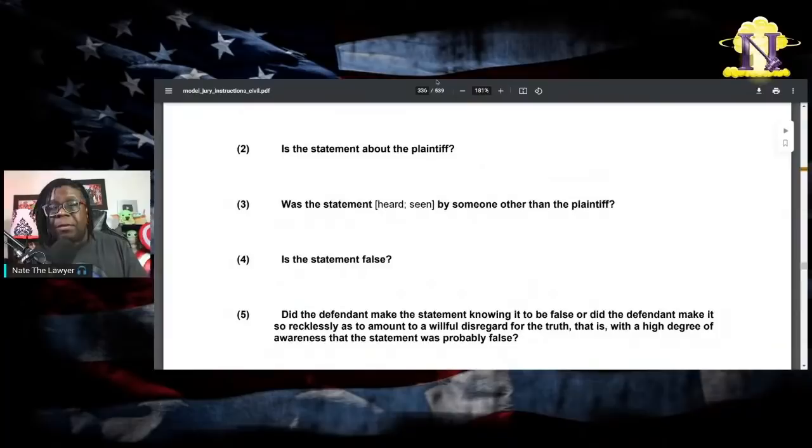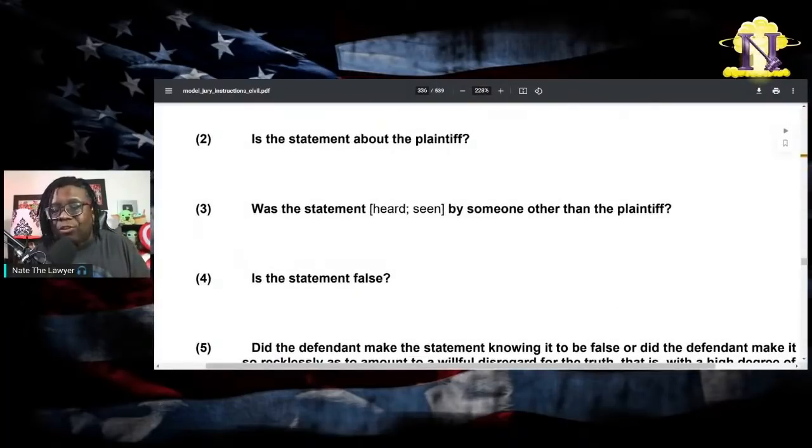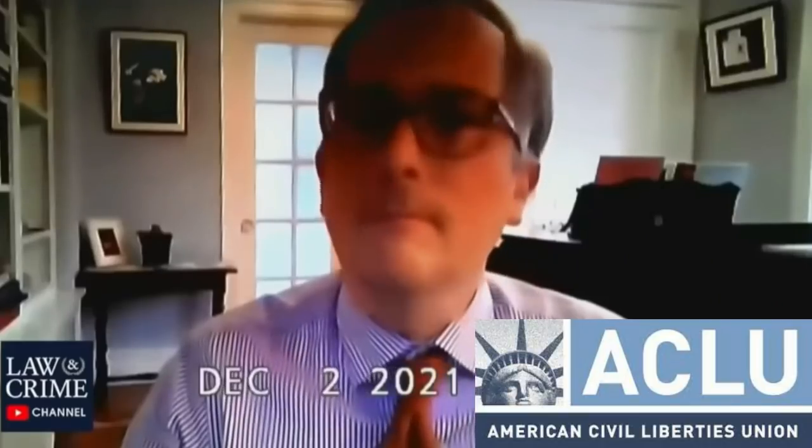Second, is the statement about the plaintiff? Remember, we had a lot of questions from you guys saying, well, is this statement about Johnny Depp? But again, I think the facts that we've seen already show this statement was about Johnny Depp, the ACLU, we have all that.